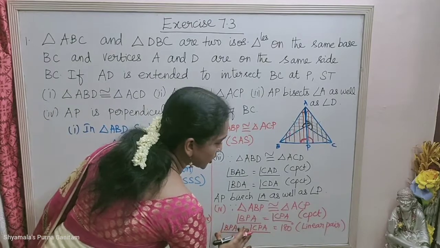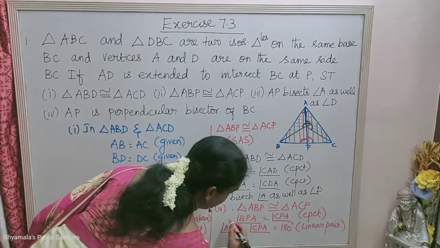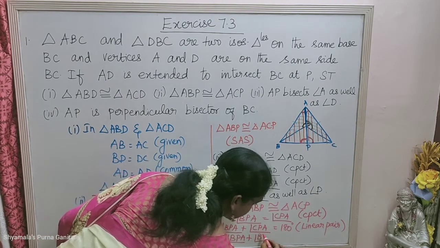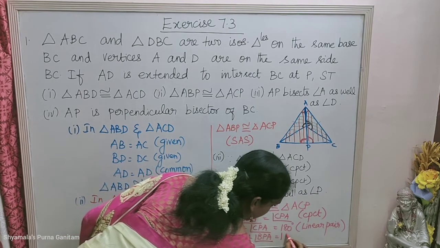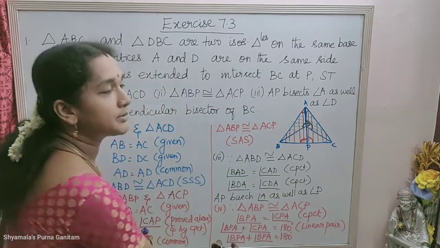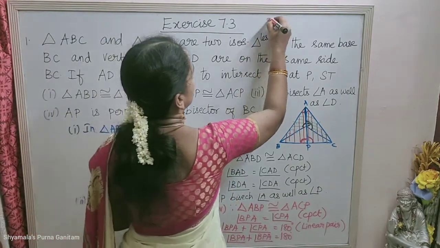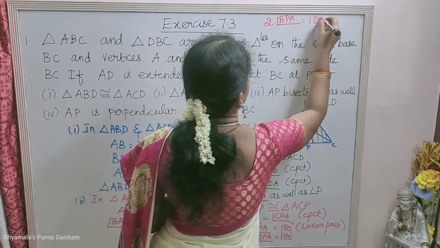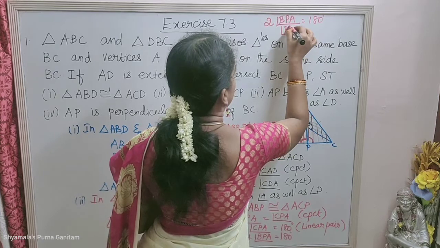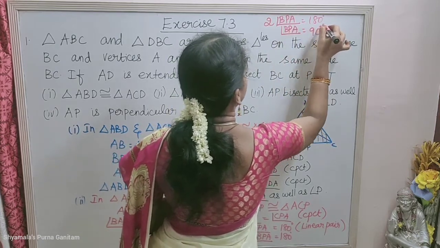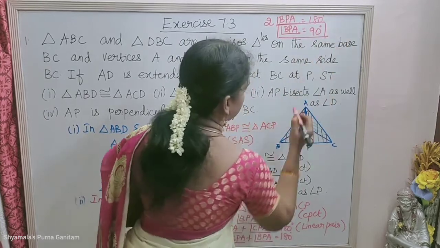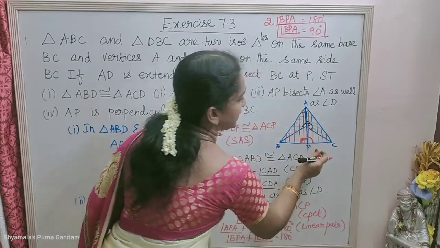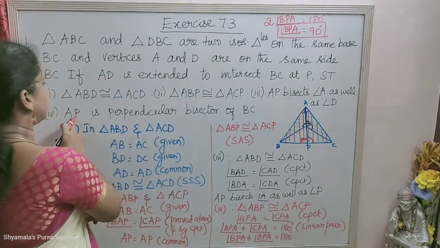Since these two angles are equal, we can replace this by angle BPA plus angle BPA. Both are the same, so we are replacing that. You will get 180. So 2 times angle BPA is equal to 180, so angle BPA is equal to 90 degrees. What is BPA? BPA is this one. This is 90 degrees. If this is 90 degrees, that is the proof.